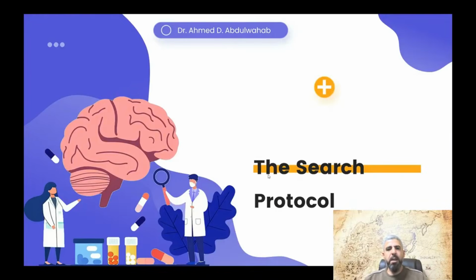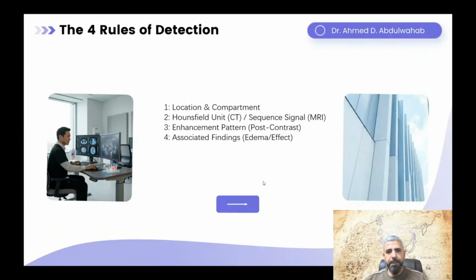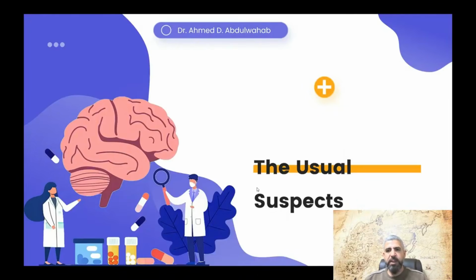So, this is the search protocol. First, we will look at the abnormality. Where is it? We will look at the location, which compartment of the brain. We will talk about the brain now. We will look at the Hounsfield unit, the sequence signal on MRI. We will look at the enhancement pattern, and we will look at any associated findings, especially edema, the usual suspects.